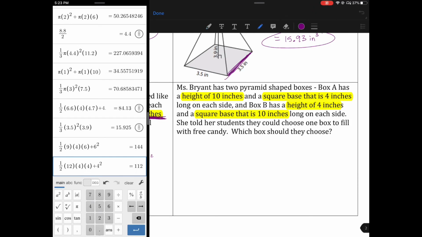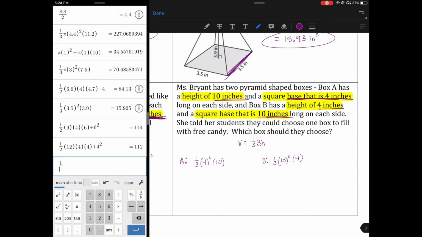So anytime you're filling something up, once again, that's going to be volume. So the volume of a square pyramid is 1/3 base times height. So we're going to find box A and box B. For box A, the base is 4 inches, which means the area of the base is going to be 4 squared, and the height is 10 inches. For box B, the base is 10 inches, which means the area of the base is 10 squared, and the height is 4 inches. So we just have to solve for both.